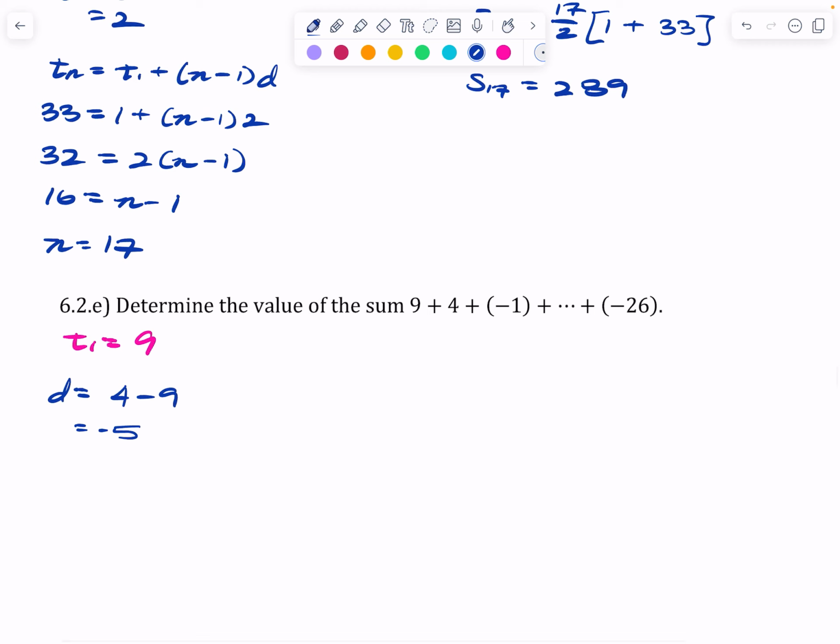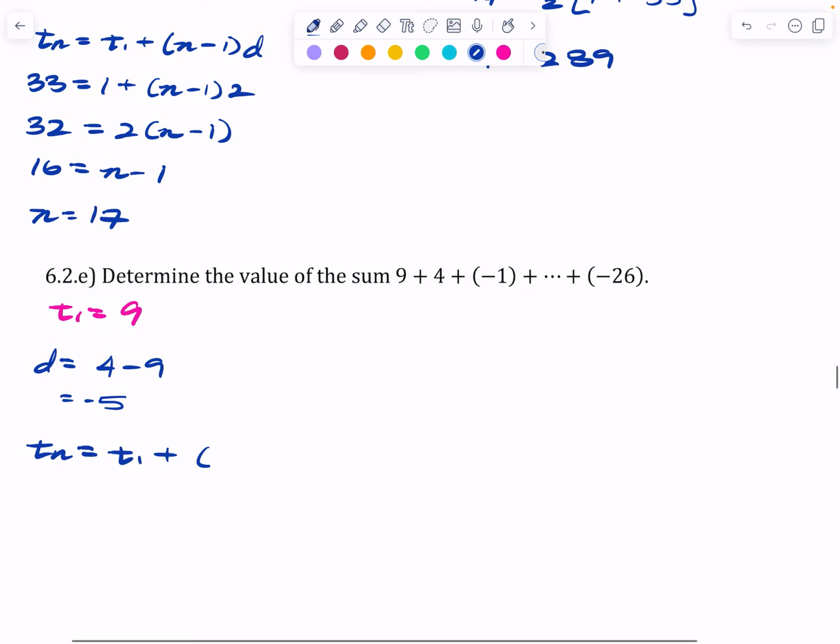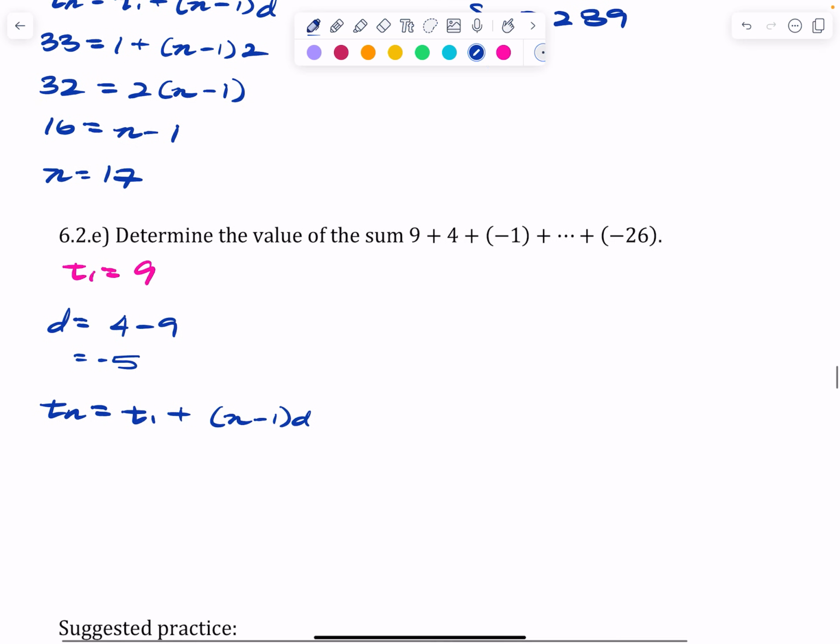And then we don't know n. We do know that the last term is negative 26. So using that, Tn is T1 plus n minus 1 d, we'll say negative 26 is 9 plus n minus 1 times that difference of negative 5.